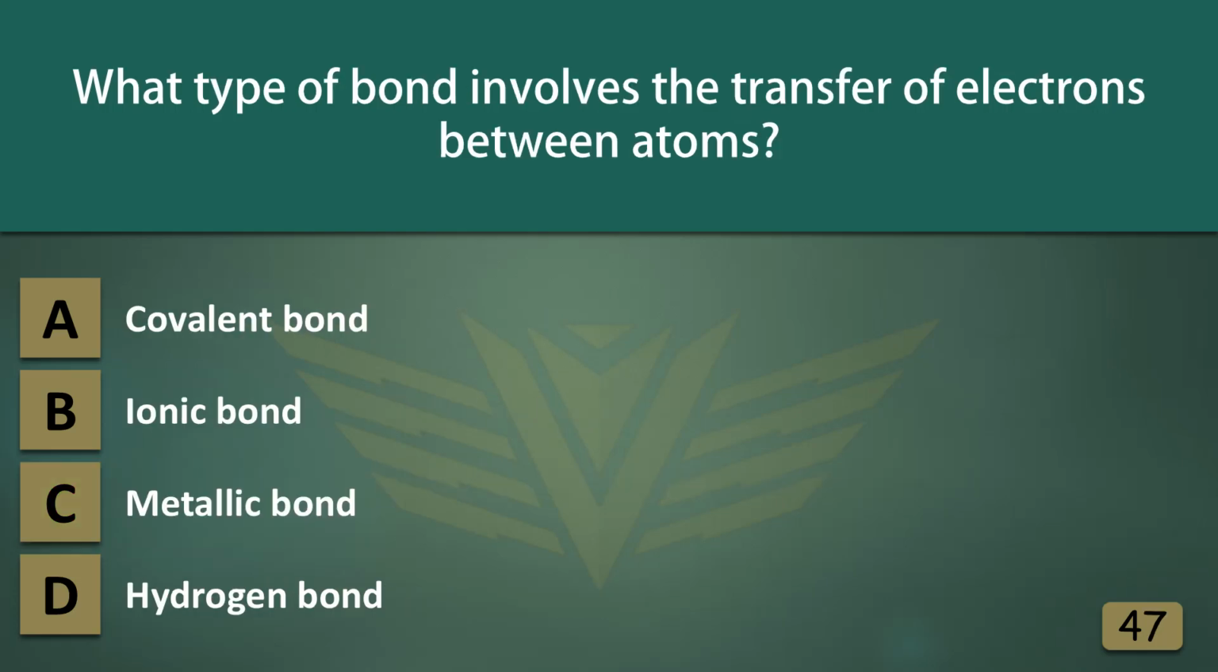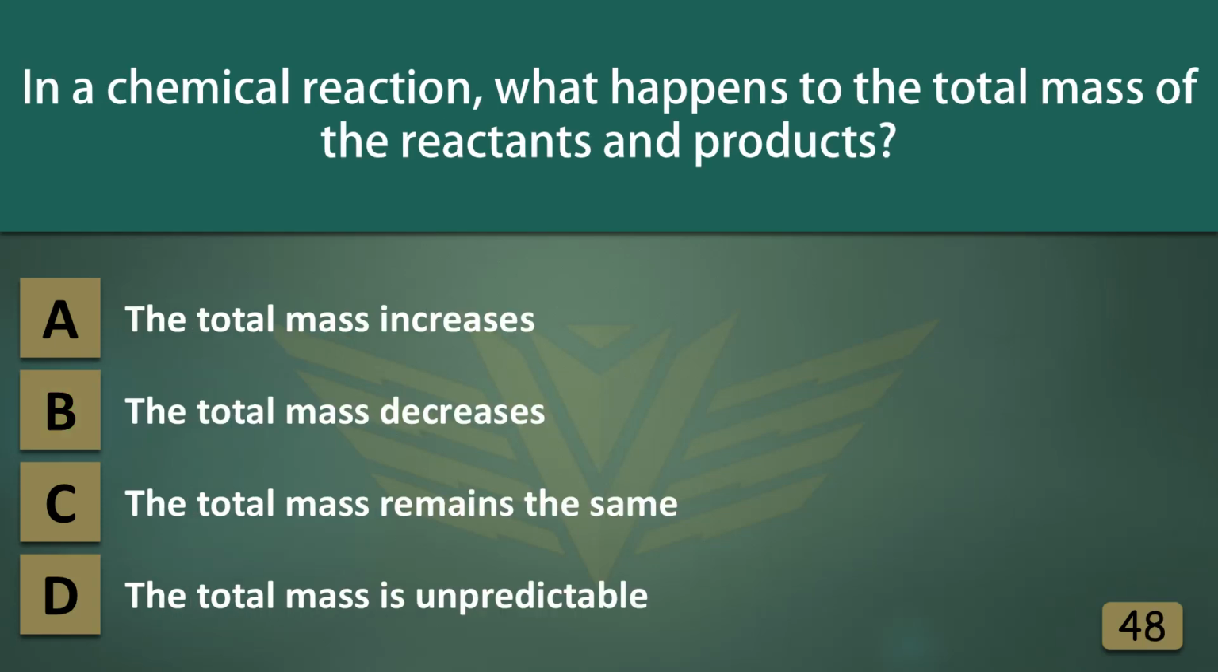What type of bond involves the transfer of electrons between atoms? A. Covalent bond. B. Ionic bond. C. Metallic bond. D. Hydrogen bond. The correct answer is B. Ionic bond. Ionic bonds involve the transfer of electrons between atoms, forming charged particles called ions, which are held together by electrostatic forces. In a chemical reaction, what happens to the total mass of the reactants and products?